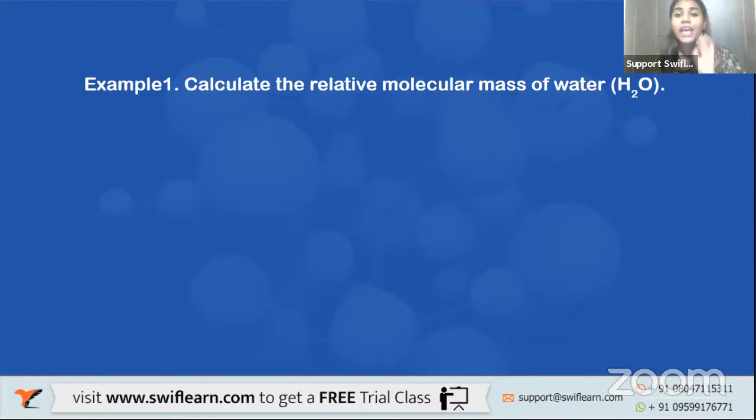So you take water. Water is H2O. That means it has how many atoms? It has three atoms. How is that possible? Two hydrogen atoms and one oxygen atom. So totally it has three atoms inside it. One molecule of water has three atoms inside it: two atoms of hydrogen and one atom of oxygen. Now let us take the mass of each of them.